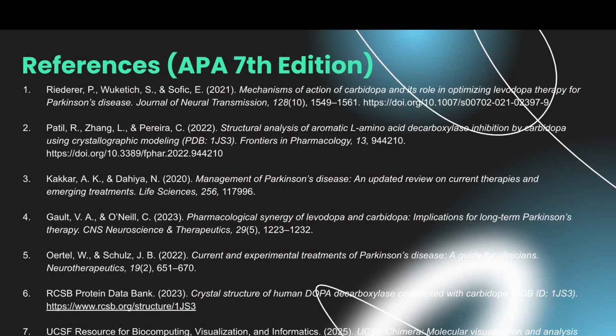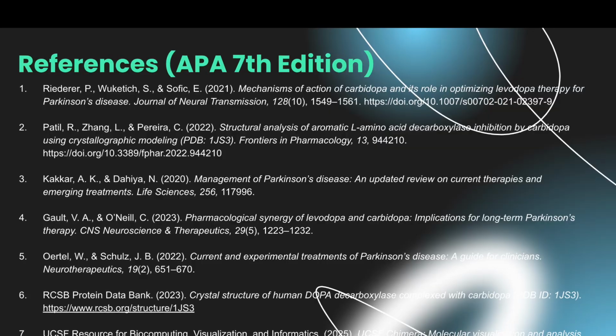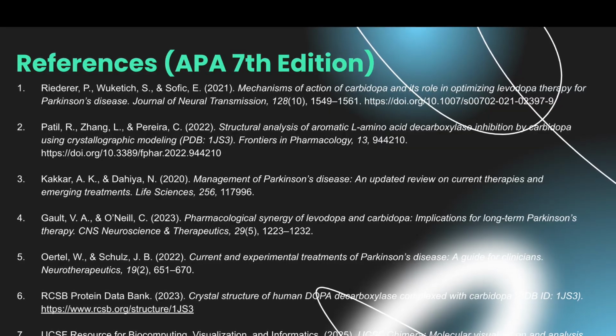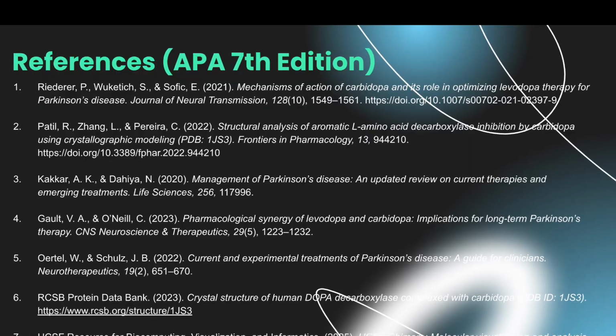My presentation was based on the following sources, which include research publications and data from the PDB as well as the Chimera visualization program developed by the University of California, San Francisco.